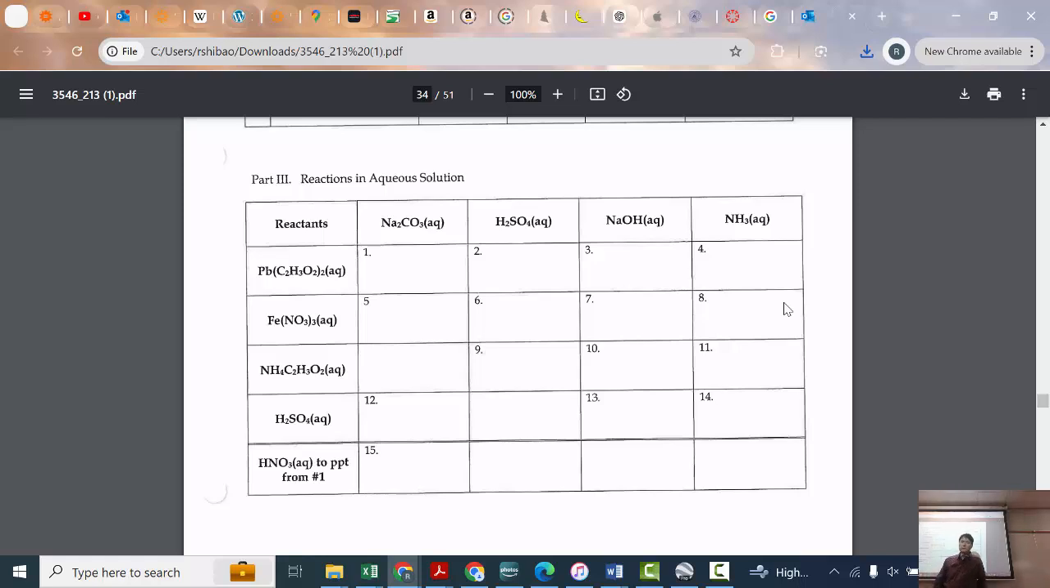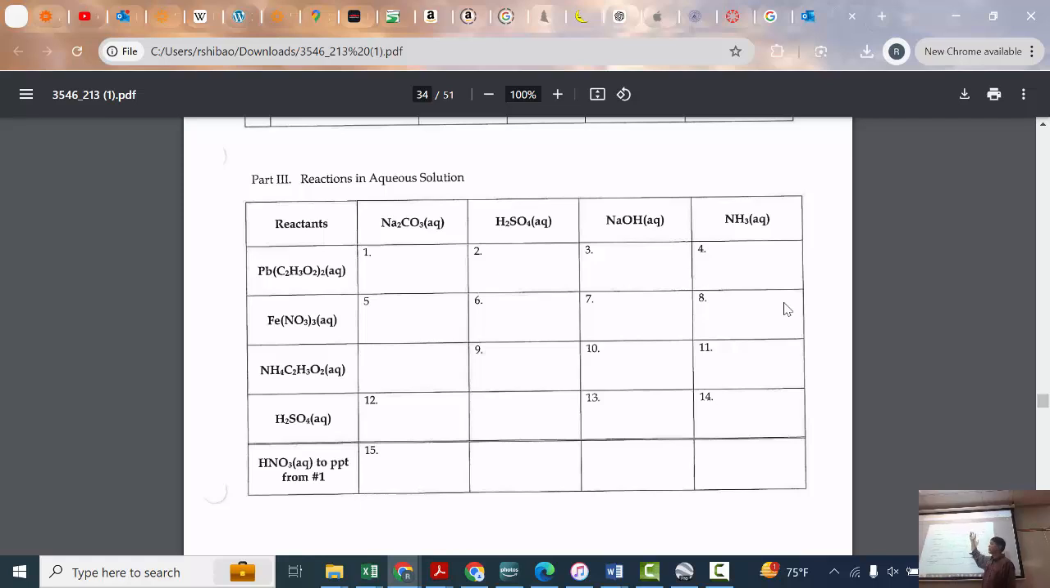What forms in this reaction? In double replacement or metathesis, we just swap the ions. So this is going to be lead with carbonate and sodium with acetate. We form lead-2 carbonate and sodium acetate. Lead-2 carbonate's a white precipitate. What happens if we take lead-2 acetate and sulfuric acid? Lead-2 sulfate and acetic acid. Lead-2 sulfate is a white precipitate also, and will precipitate out.